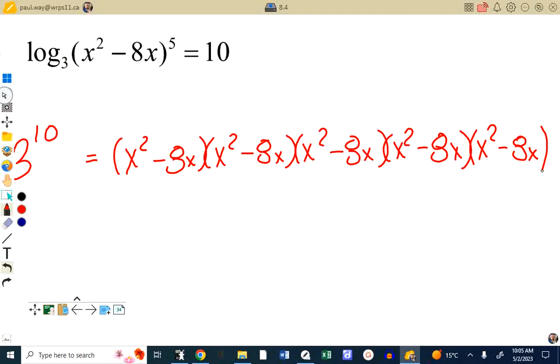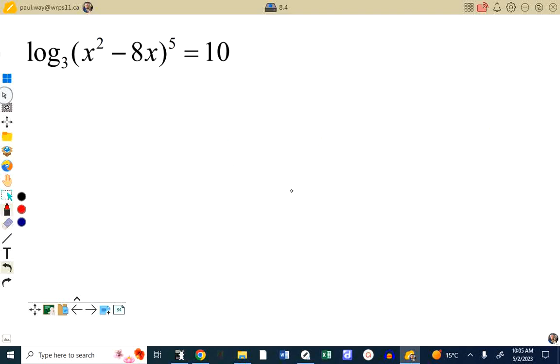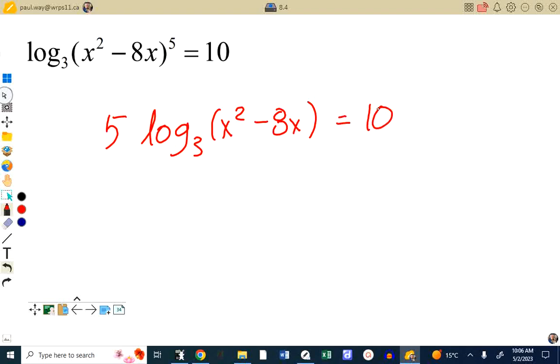So what we're going to do in this particular case is use the power rule and move that 5 down in front. Then we can divide both sides by 5 and get something that's workable. Log base 3 of x squared minus 8x equals 2. Well, we can do that. Again, if it's a log equals a log, you drop the logs. If it's a log equals a non-log, you write it in exponential form.